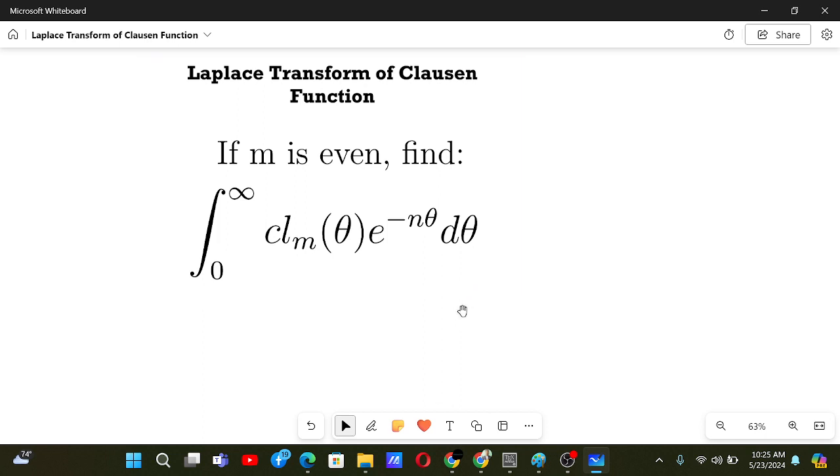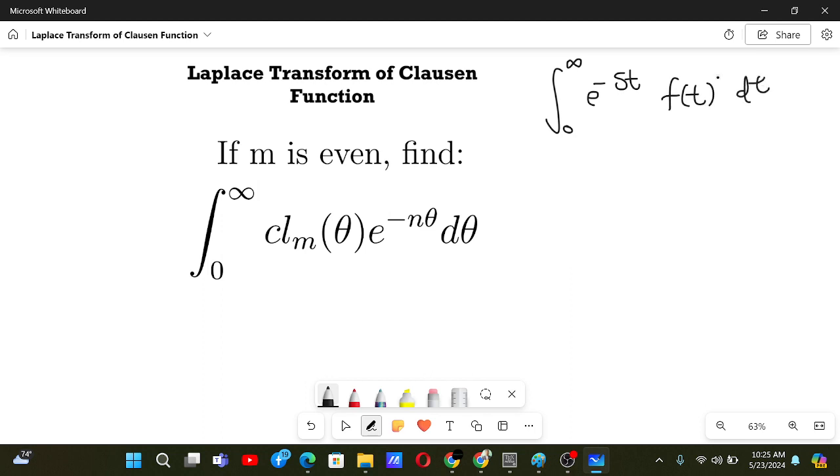We know that the Laplace transform of any function is basically defined as the integral from 0 to infinity of e to the power minus st f of t dt. Yes, this is just the Laplace transform of a function f, in the world of s.